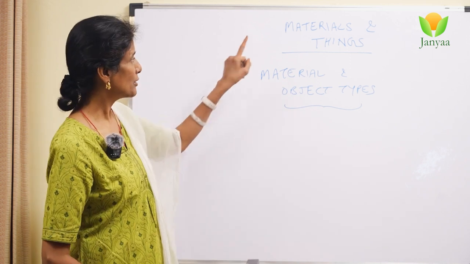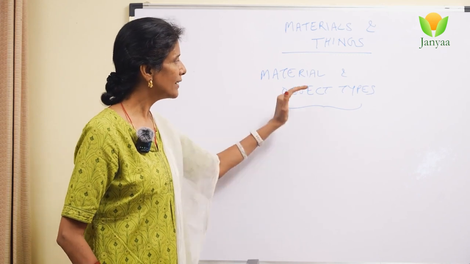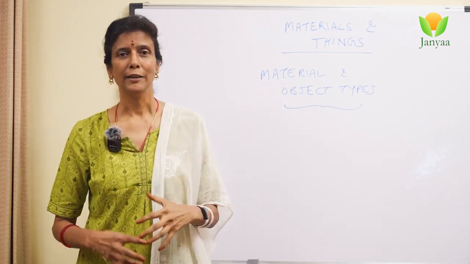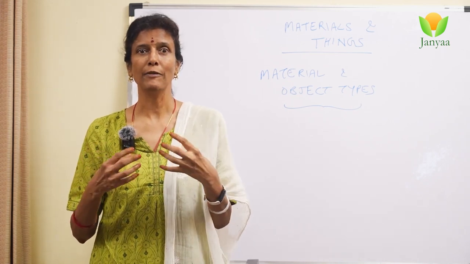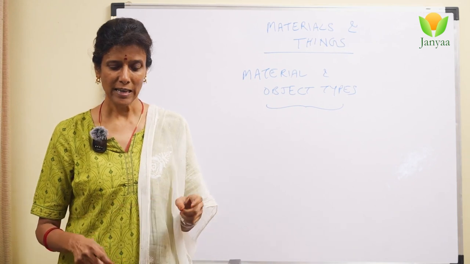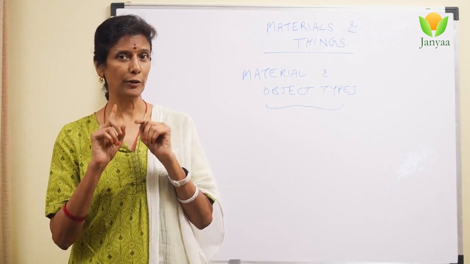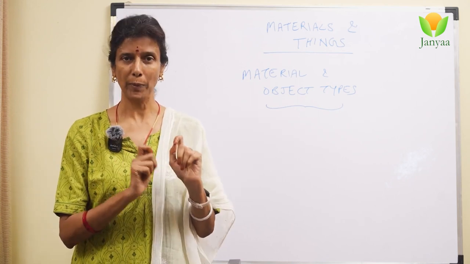Today we learn about materials and things, but in that we learn about material and object types. Different types of materials have different physical composition and chemical composition. Okay, so today we learn about two different types of materials. One is transparent and another one is opaque.